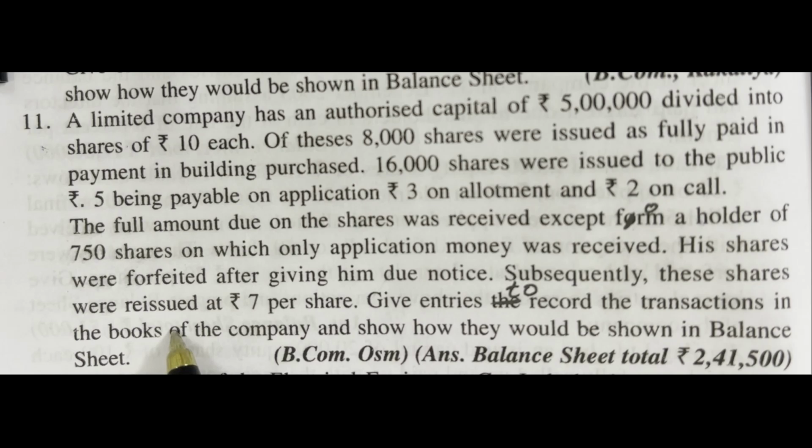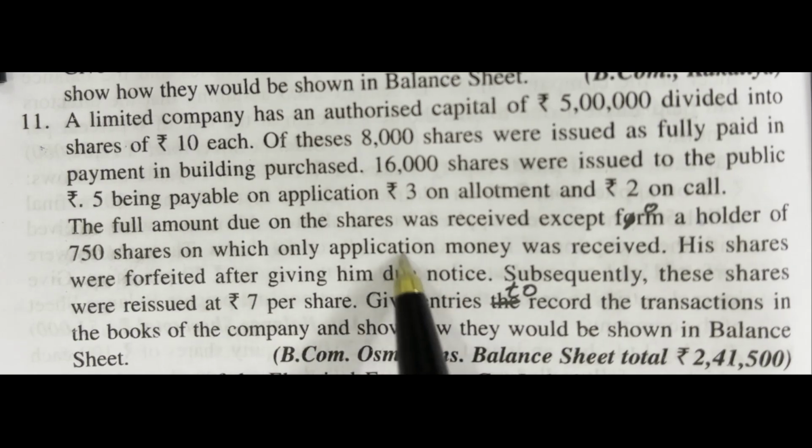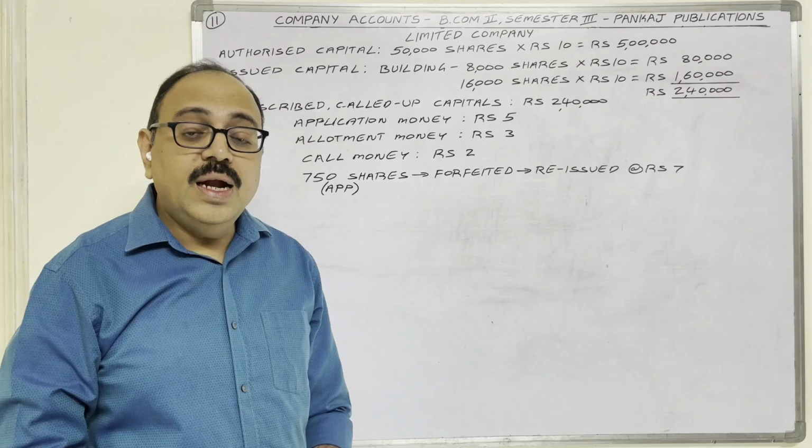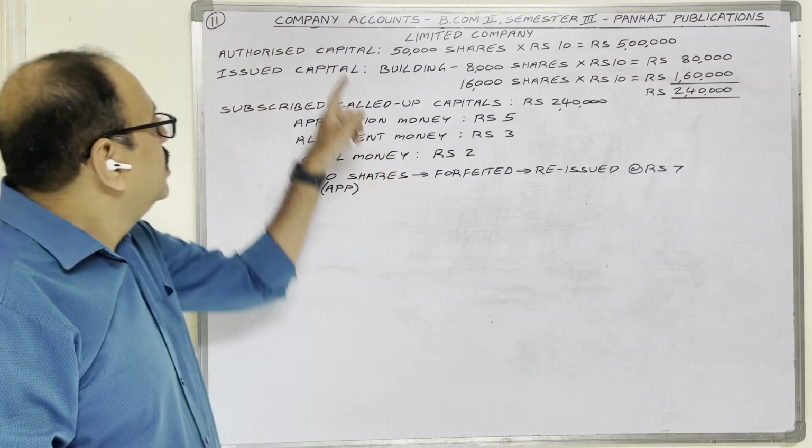Subsequently, these shares were reissued at 7 rupees per share. Give entries to record the transactions in the books of the company and show how they would be shown in the balance sheet. This is the question. Let us see the solution for this. Let us understand the question first.